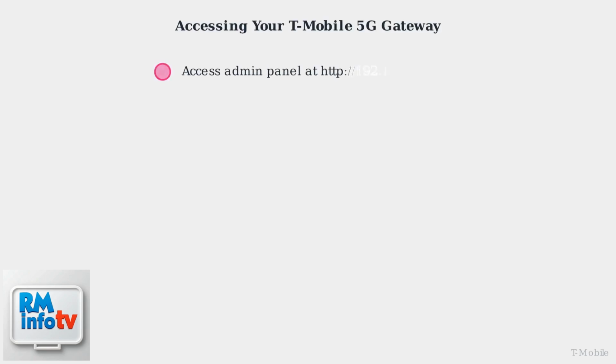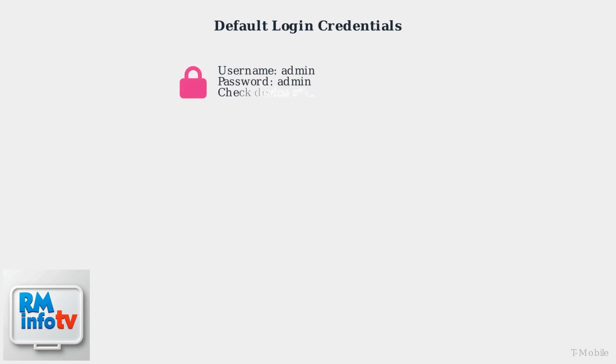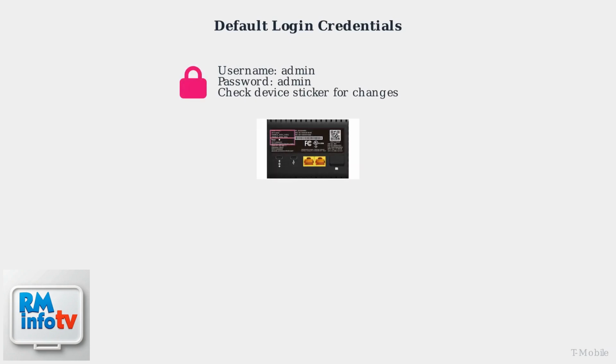Managing your T-Mobile 5G gateway starts with accessing the admin panel. Go to http://192.168.12.1 in your web browser while connected to the gateway's network. The default login is often admin for both username and password. However, check the sticker on your device, as newer models require mandatory password resets for security.